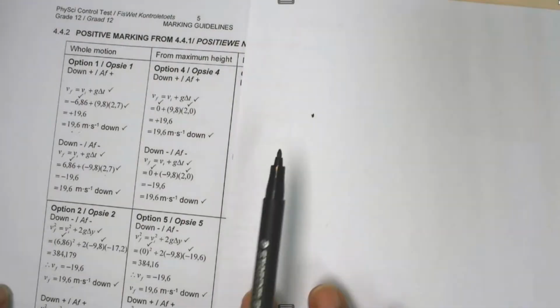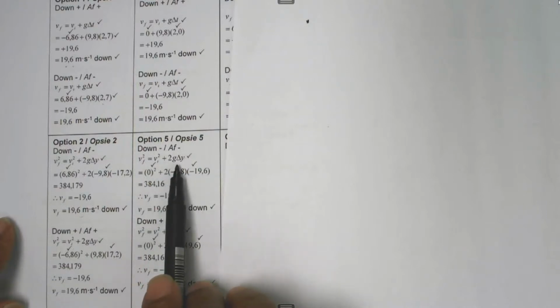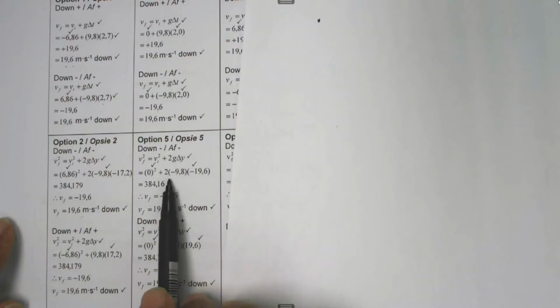Now let's look at how we approach it. It is going to be down as negative. So we have V final squared equal to V initial squared plus 2g delta y. 1 mark for the formula. And then initially the velocity is 0, plus 2g. It is negative because it is going down. It is 9.8 meters per second squared.